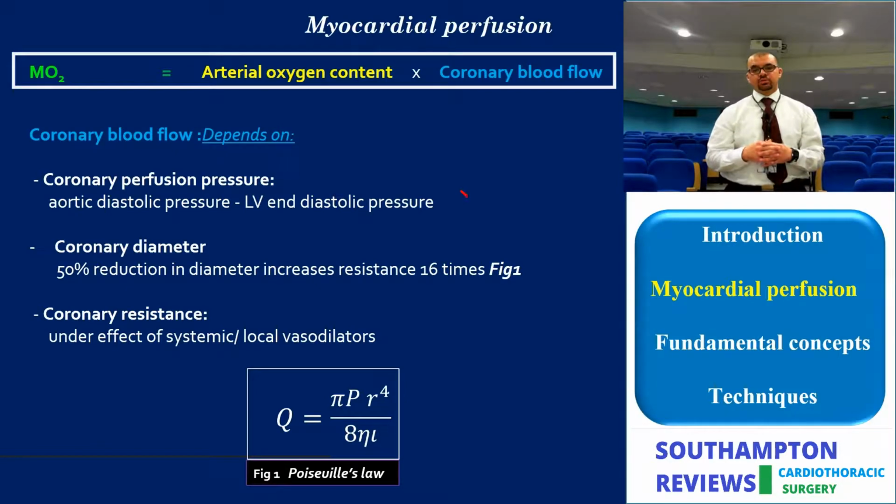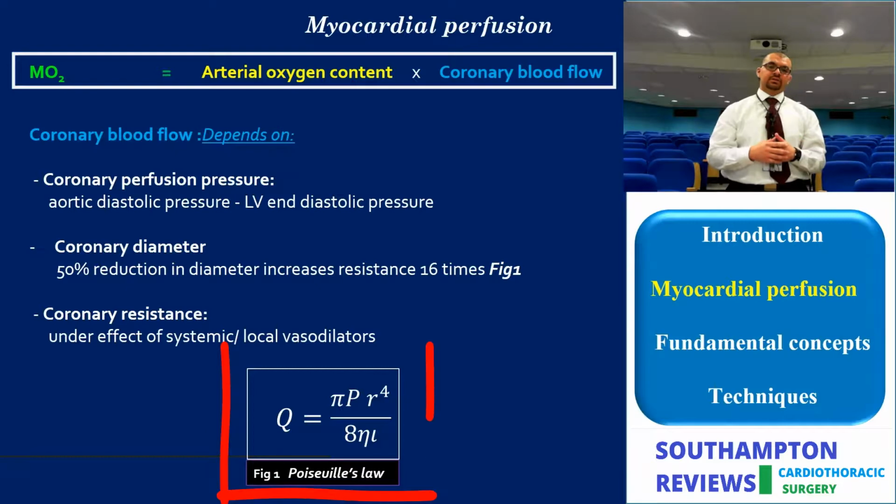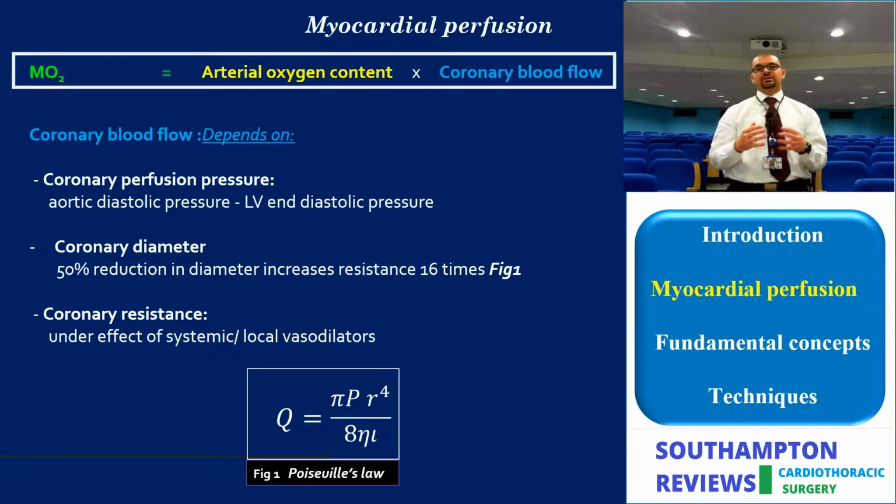Coronary blood flow, on the other hand, is governed by three main factors. One is the coronary perfusion pressure, which is calculated as diastolic pressure minus LV end diastolic pressure. Hence, all factors which increase the intraventricular pressure or increase end diastolic pressure, like distension, fibrillation, will obviously compromise coronary perfusion pressure. The other two factors are interrelated together by what we call Poiseuille's law. Poiseuille's law relates the diameter to resistance of the coronary vessels.